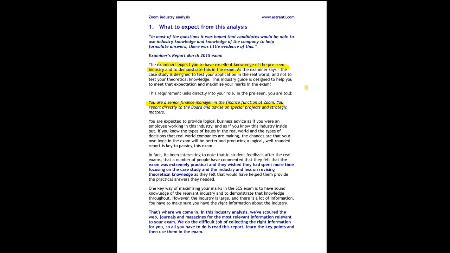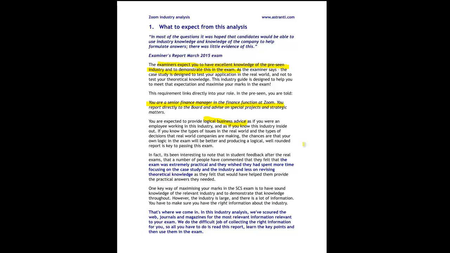Now, to get the best marks, you're expected to provide logical business advice, as though you were actually working in the industry. So you've got to know this industry inside out. You've got to know the trends that are happening. You've got to know the real world issues that are facing real world companies, so you can apply them in your own way to Zoom in the exam.